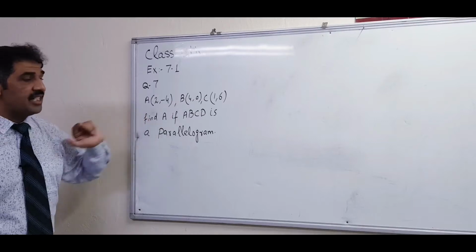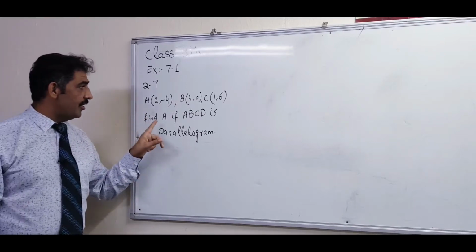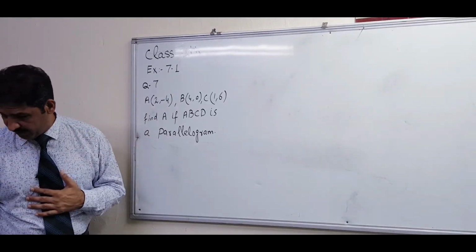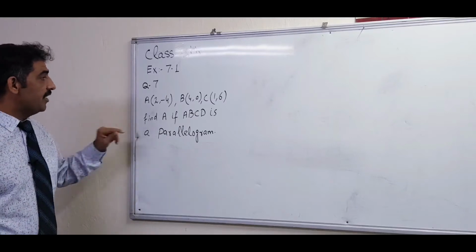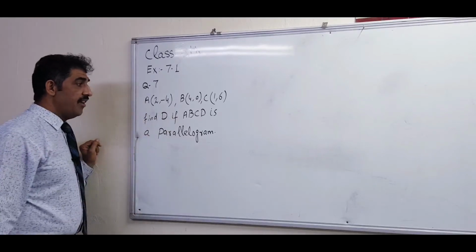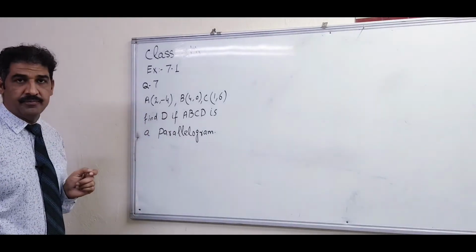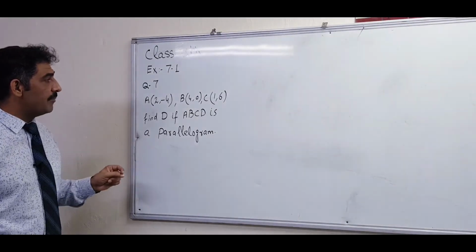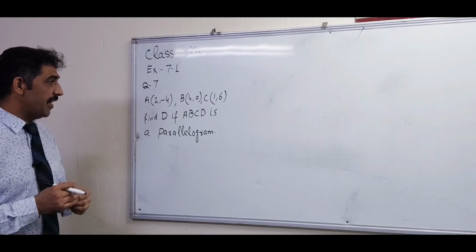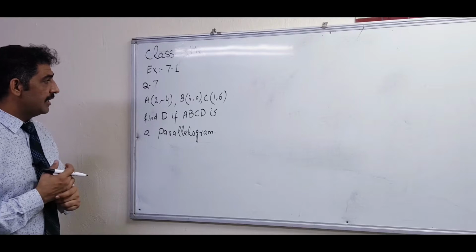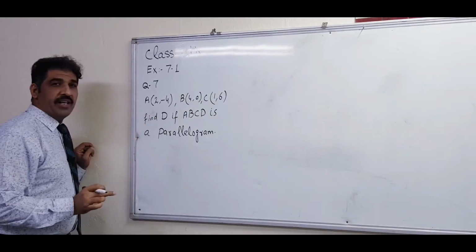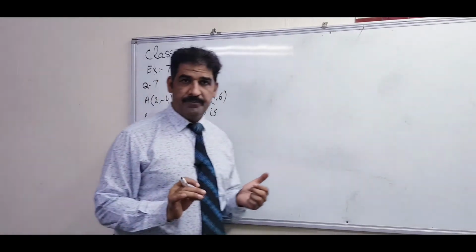A, B, C are given respectively, so find D. We have to find D if ABCD is a parallelogram. So first of all, how to solve that? If ABCD is a parallelogram, then we have to make a parallelogram and find its D coordinate.